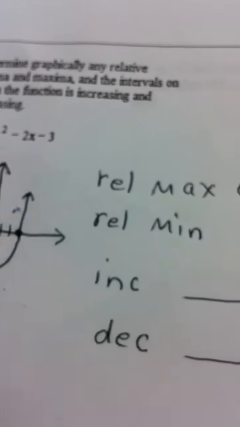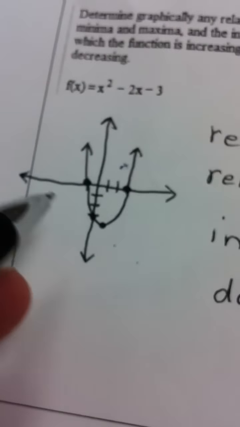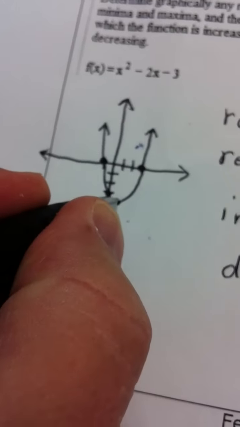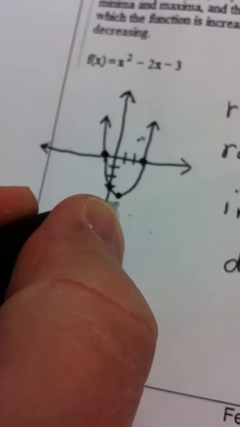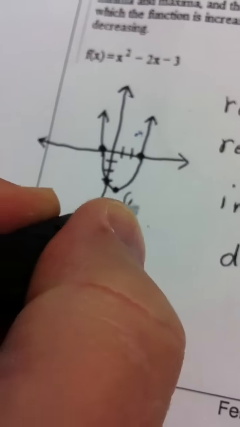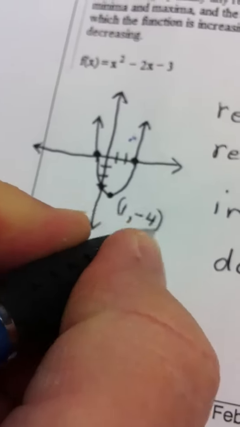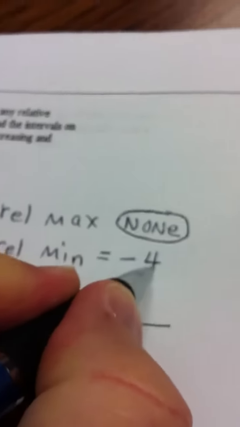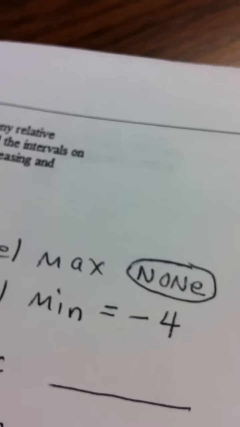There aren't any. When I'm trying to find the relative minimum, I'm looking for the y value at the bottom of the valley. And this is my vertex. Vertex was the ordered pair 1, negative 4. Okay? So my relative minimum is going to be the y value here, which is in the valley, and that would be negative 4. Remember, a minimum value is the y value, it's not the ordered pair.